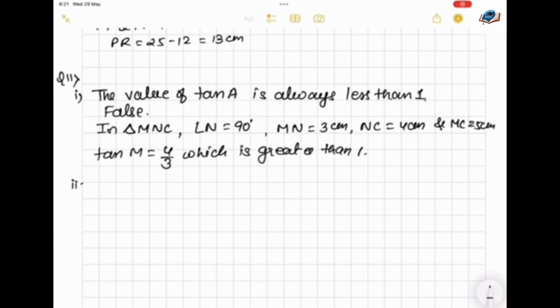Second one is: sec A equal to 12 by 5 for some value of angle A. True.